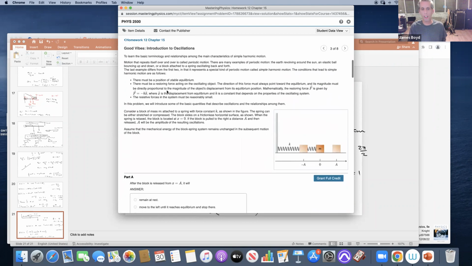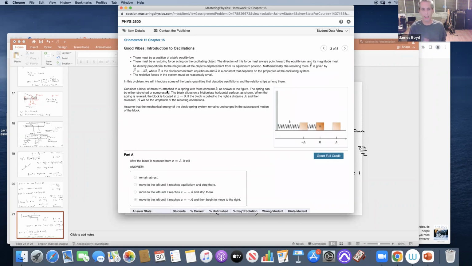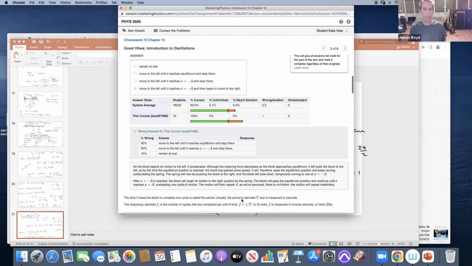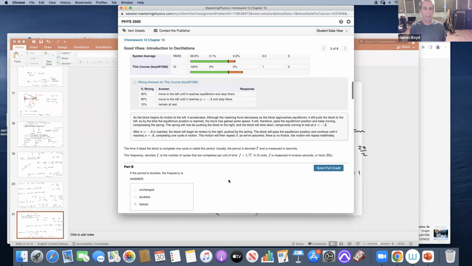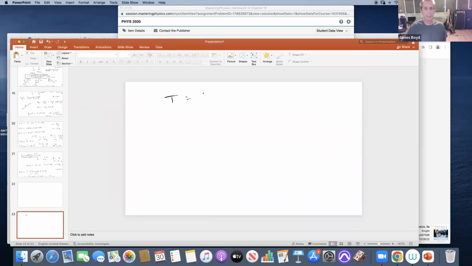All right, so this one had a whole bunch of different stuff to do, but it's learning about this system. So the first question is, we are going to pull this to A and let it go. What happens? It's going to get pulled back to negative A and then start going back the other way. So it's going to move left till it hits negative A and then move back to the right. If the period is double, the frequency is, this is simply T is 1 over F. If I double this, then the frequency gets halved.